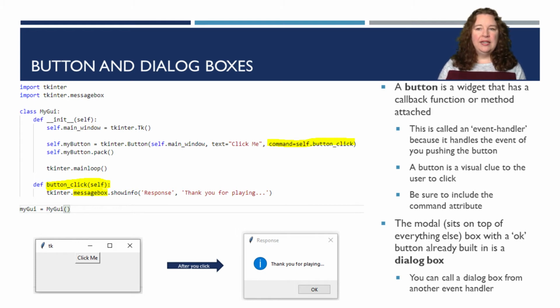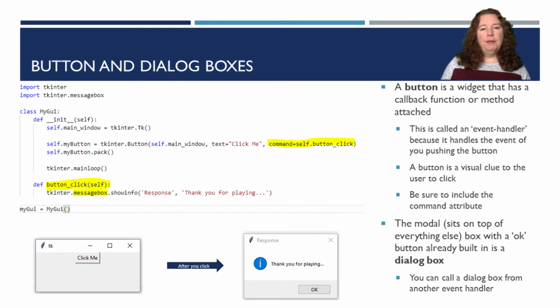So a button is a widget that is designed with a callback function or a method. So there's a method that's associated with the button. When the button is clicked, it's going to do something. This is called an event handler. We are handling the event of you pushing the button. So you pushed something, we handled it. So we have an event handler.